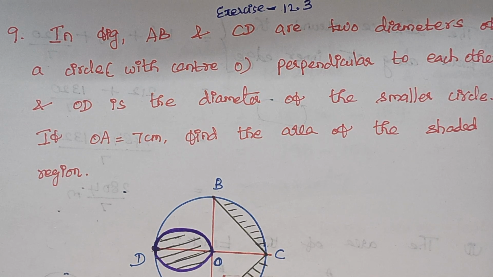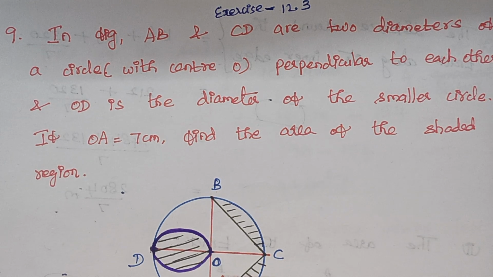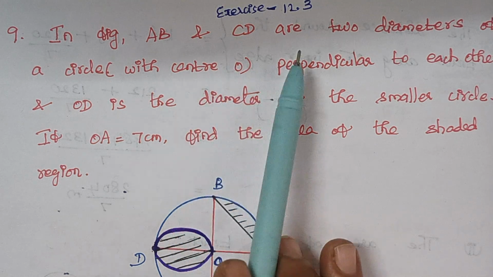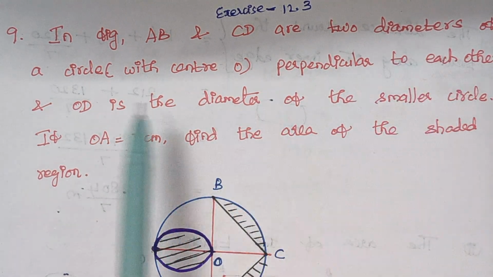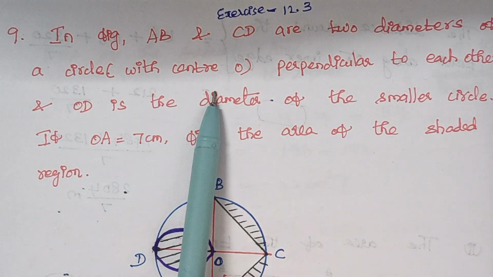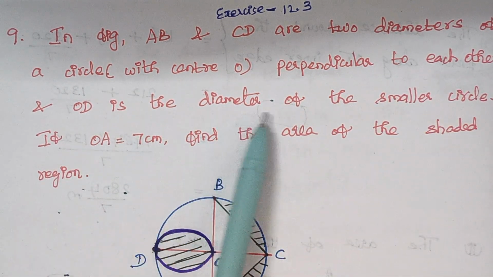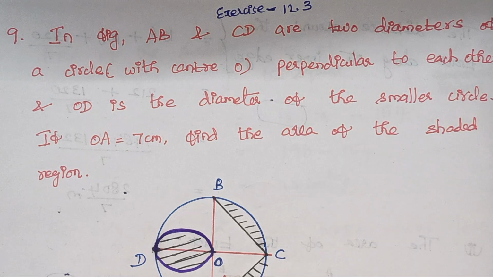Today we are going to solve problems in exercise 12.3. Problem 9. In the figure, AB and CD are two diameters of a circle with center O, perpendicular to each other, and OD is the diameter of the smaller circle.